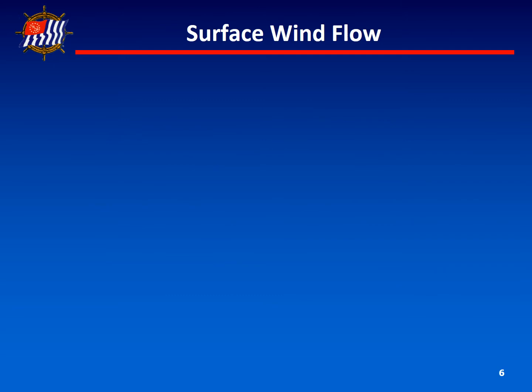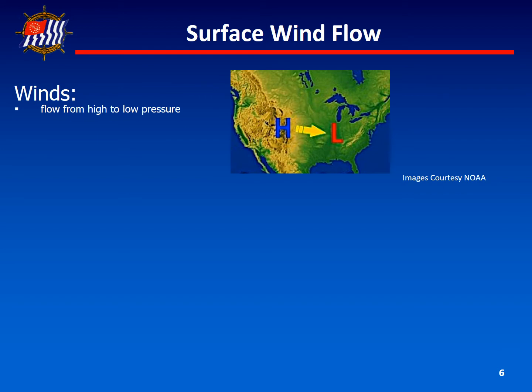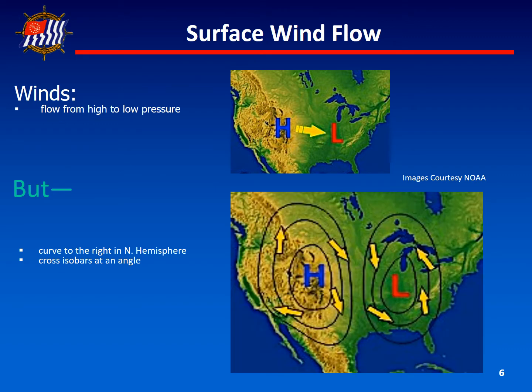This slide 6 shows the surface wind flow. On a surface weather map, isobars are lines of equal pressure. Winds blow from a high pressure to a low pressure. Winds turn to the right in the northern hemisphere, and the winds cross the isobars at an angle. And you'll notice here that air flows in a clockwise motion out of a high, and is pulled into a low in a counterclockwise motion. That's why they call it a cyclone.